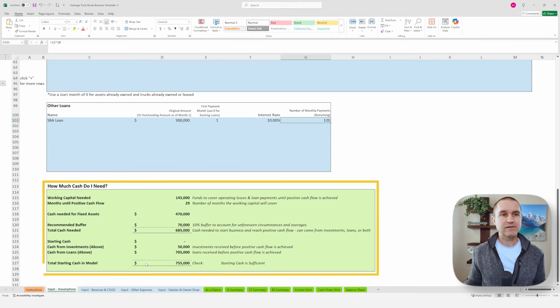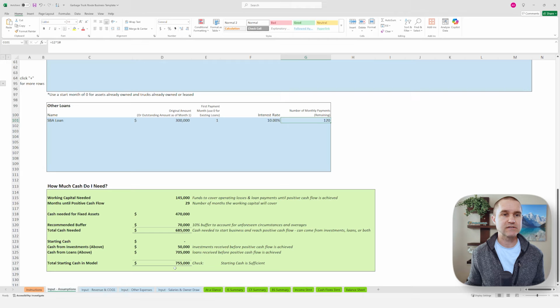Okay, so this little box down here is just telling us, yes, the starting cash is sufficient based on the assumptions that we have in here. And actually it's saying, hey, we may not even need to borrow quite that much. So we could even bring this down. Let's say we're going to do $250,000 instead. And that still gives us room with some buffer in there as well.